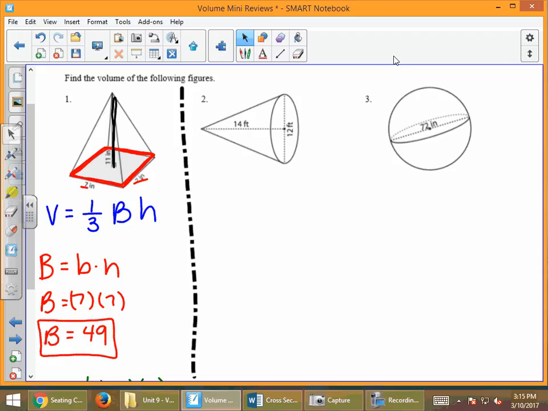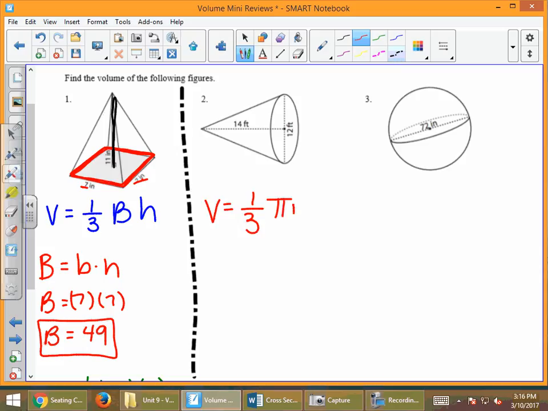Again, identify the shape. It's a cone. It looks like an ice cream cone. That's a good indicator that it's a cone. So write down that formula. Volume equals 1/3 pi r squared times the height. Identify your two pieces. We need to find the radius and we need to find the height.